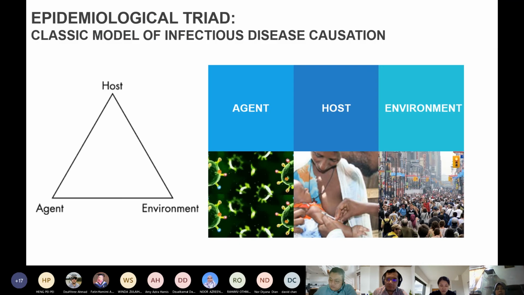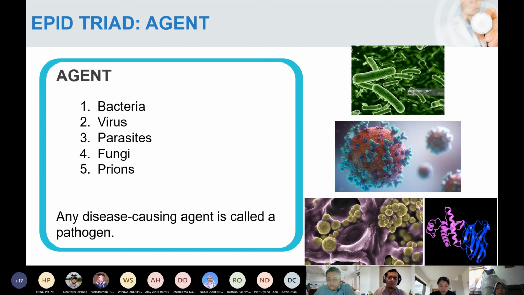Okay, the next model, so basically this is the third model, epidemiological triad or epi triad, is a classic model to explain infectious disease. Okay, infectious disease, because the web just now can be applied to infectious, CD and non-CD. So basically there's a triad: agent, host, and environment. So from this we explain one by one.